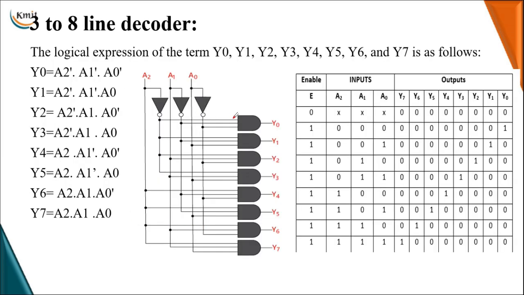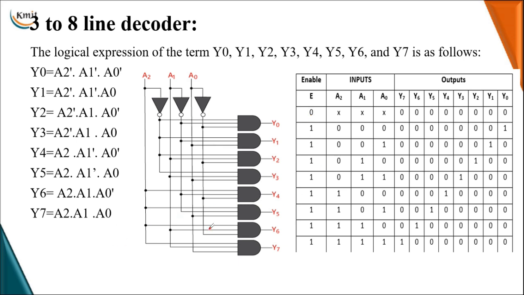Now this is the logic diagram of your 3 to 8 line decoder along with its truth table. If enable input is 0, all outputs are zeros, and these inputs might be zeros or ones. So we have just mentioned them as don't care combinations. Since enable input is 0, all the outputs will give you 0. So your circuit will not respond until the enable input is logic 1.